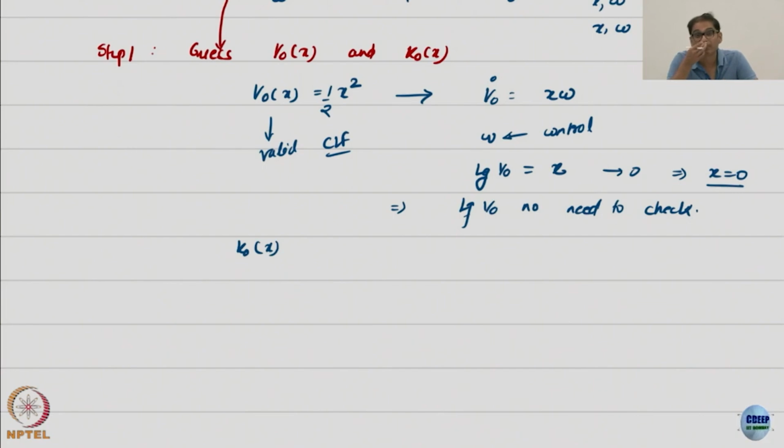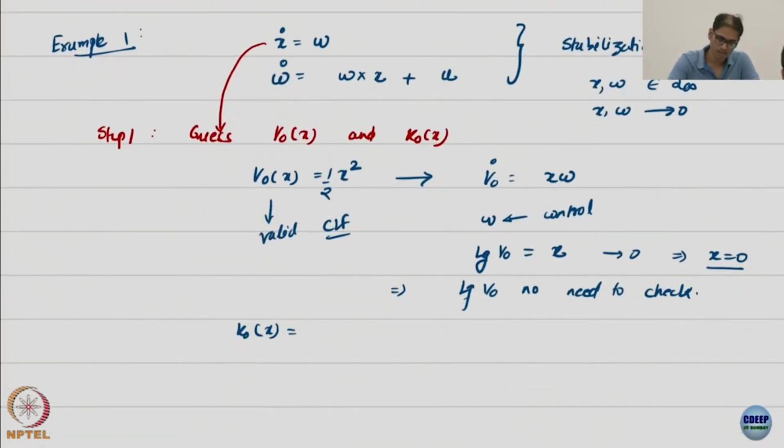How do I choose K0x? What is a good controller for the x dot equal to omega system? Linear system, simple system, no? What is a good control? You can guess, or you can use the Lyapunov function you have to do Lyapunov reshaping. So fine, you already have V dot is x omega. What should I choose omega as?